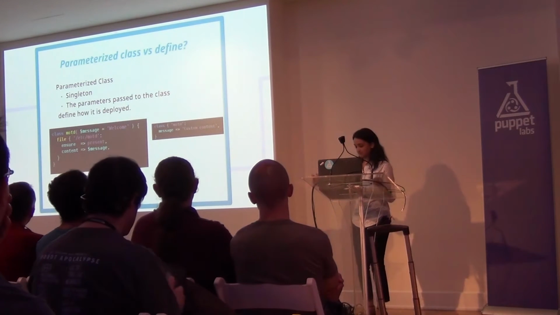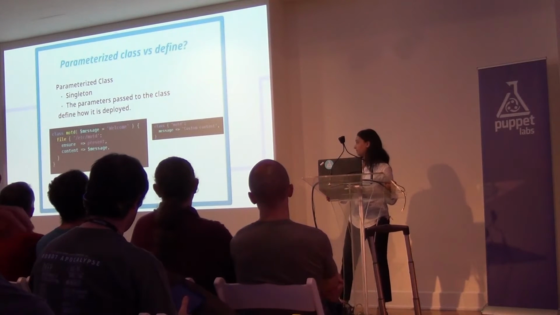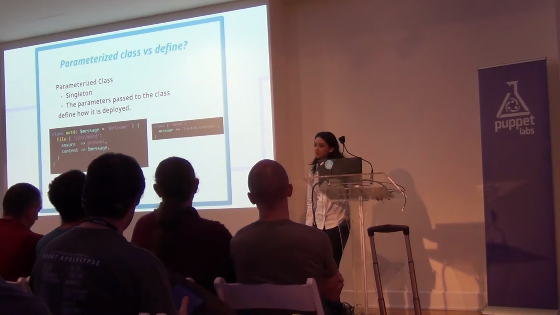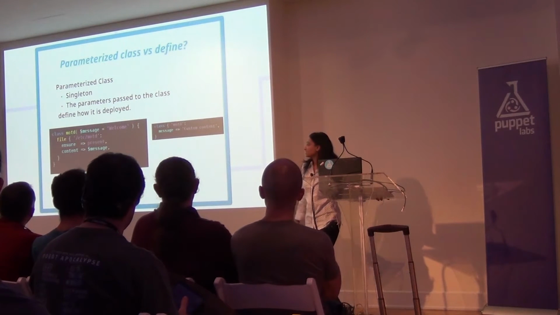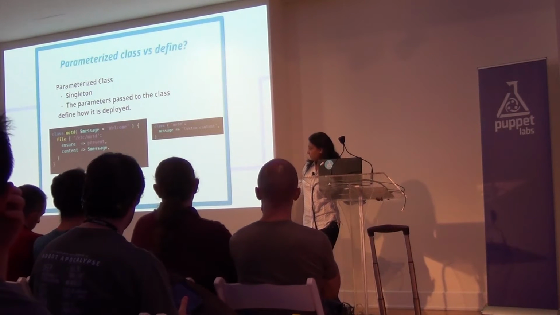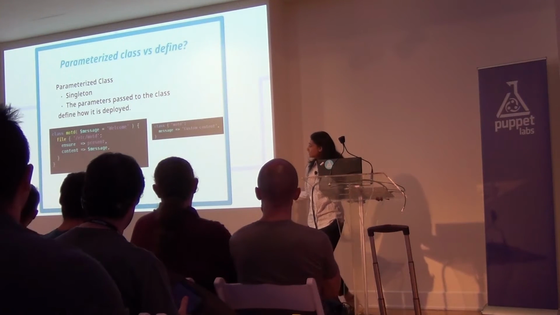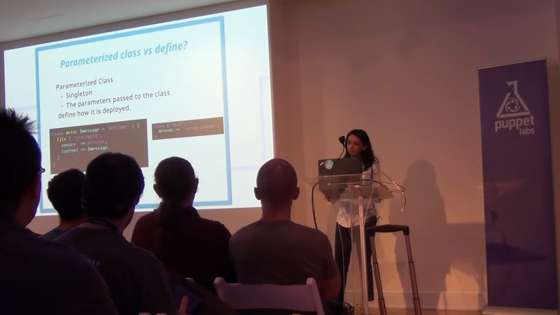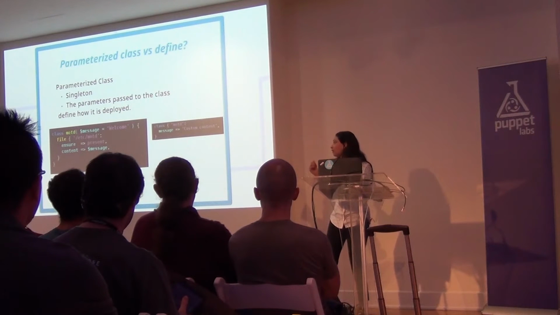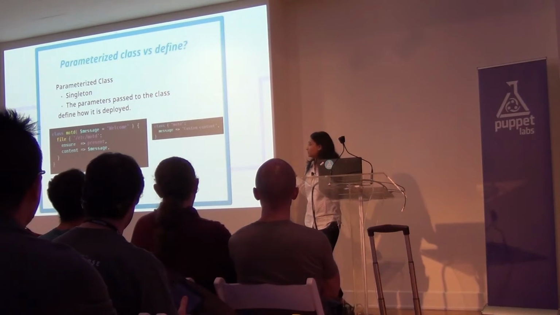The syntax is just the same for both, essentially. This is a good example of when you use a parameterized type as opposed to a defined type. You have a class MOTD that just takes a variable message and sets the content of /etc/motd to that variable. So in this class, you're just essentially setting the content of a file. So this would be a good use for a parameterized class.